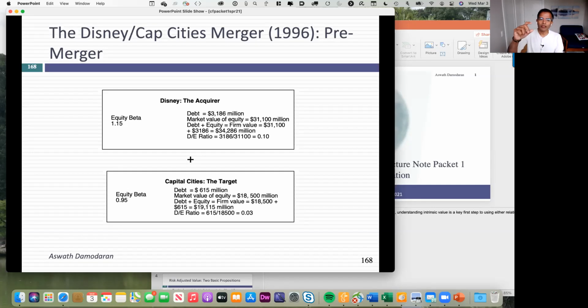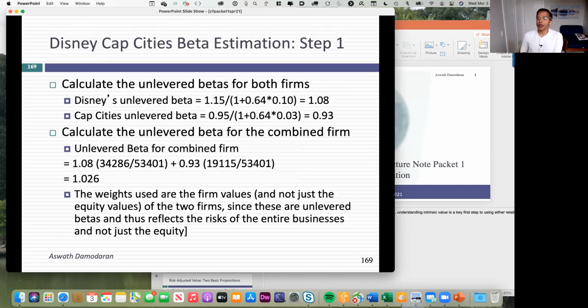So I'm going to weight Disney, 34 billion as its value, weight Cap Cities with 19 billion as its value. The weighted average I come up with is 1.026. I know it's an abstraction. So what? This is the unlevered beta for the combined company after the merger: 1.026.